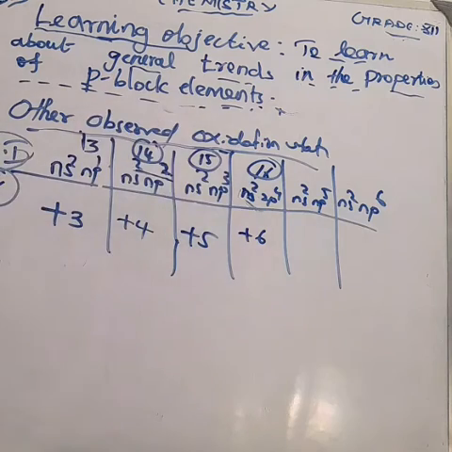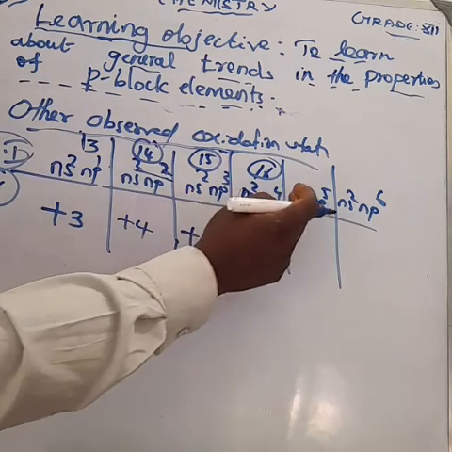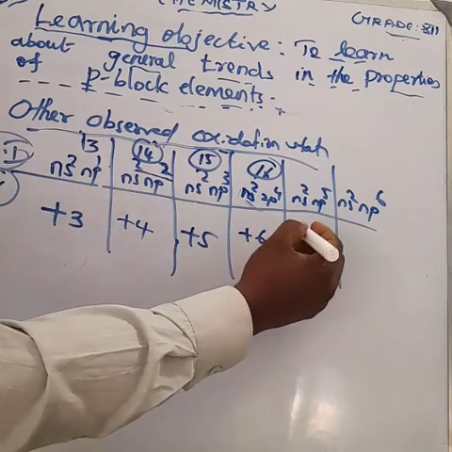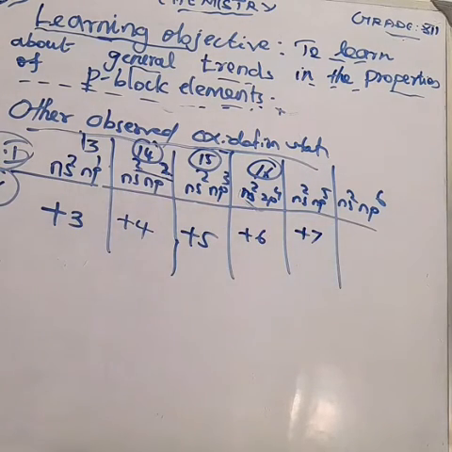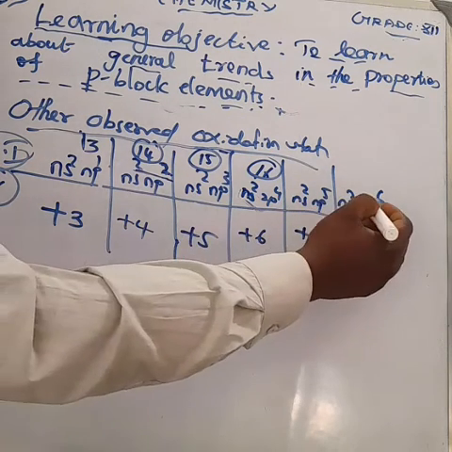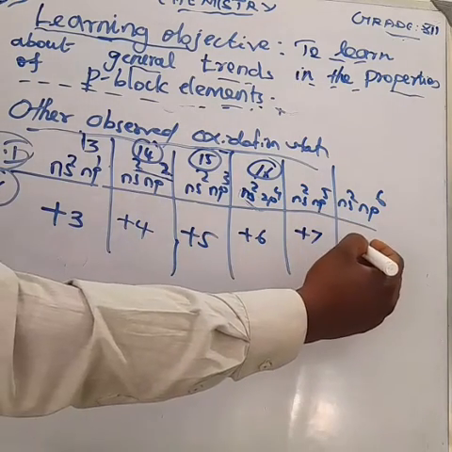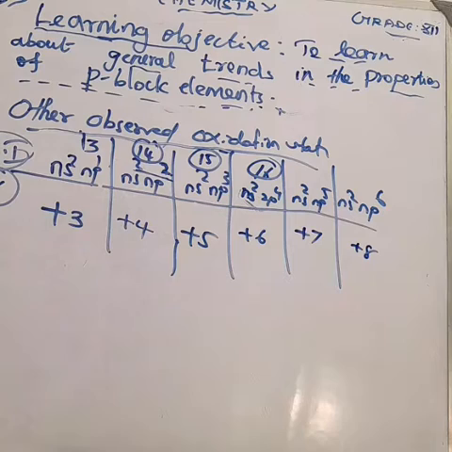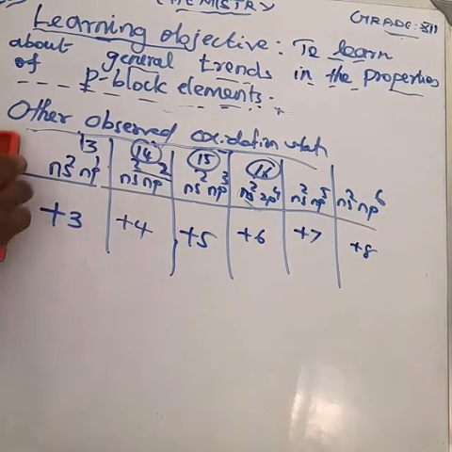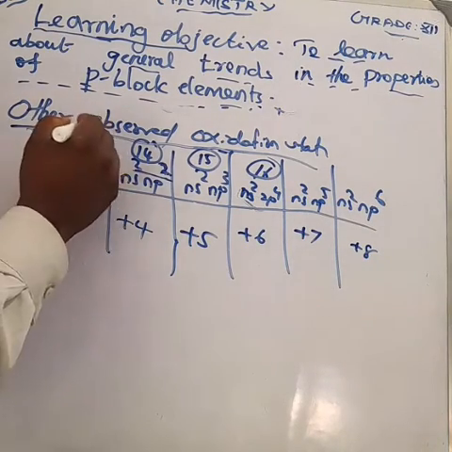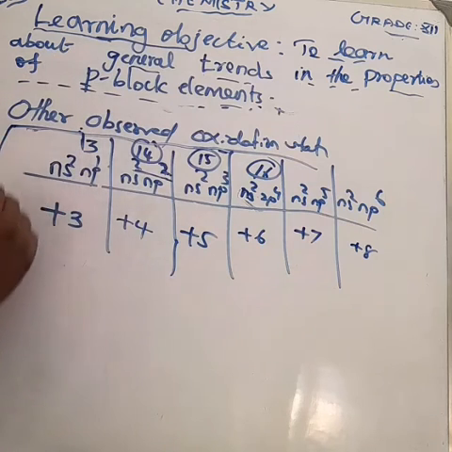What about the halogens? ns2 np5. So 2 plus 5, how much? Plus 7. So plus 7 is the highest oxidation state. What about the inert gases? ns2 np6. 6 plus 2 is 8. So plus 8 is the highest oxidation state. Can you write, my dear children? Do you feel any difficulty? Next, one very important thing, the other oxidation states.